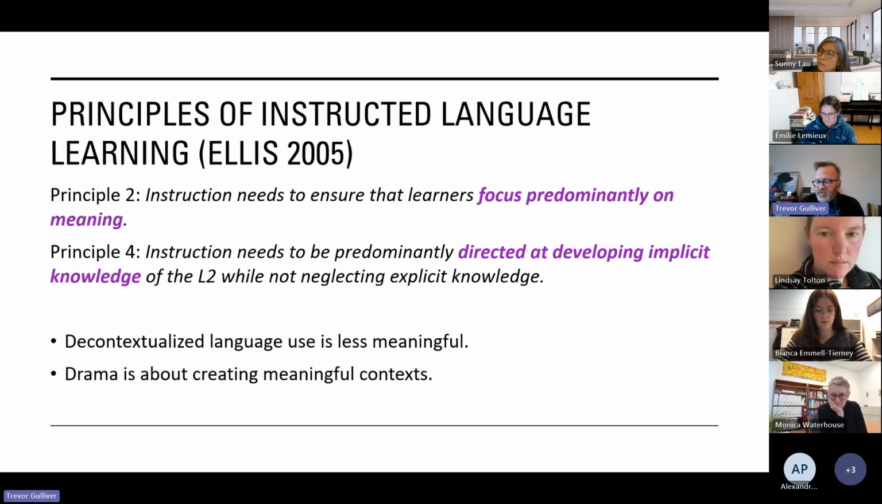Students' attention is focused on communication in many of these activities. So they're focused on communication, not on form. They're focused on meaning, not on form for many of these activities. Even when performing language from a script, the script itself is providing a meaningful context. So drama's main role, I think, is in providing context to the language that we're using in our second language classroom.